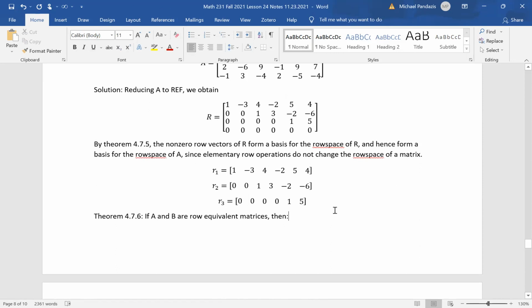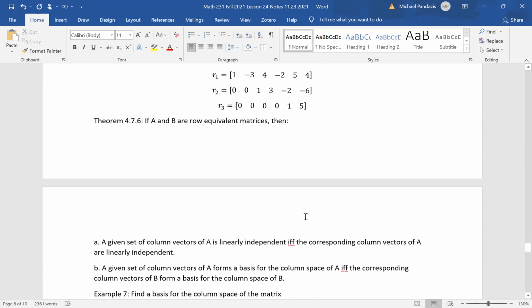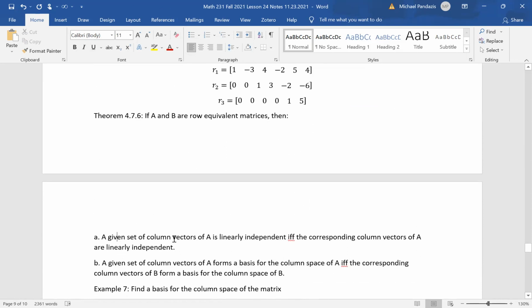4.7.6. If A and B are row equivalent matrices, meaning that either matrix can be attained from the other using only elementary row operations. Then, part A, a given set of column vectors of matrix capital A is linearly independent if and only if the corresponding column vectors of B are linearly independent. Okay, so if two matrices are row equivalent, then if you take a certain set of columns in one matrix, saying they're linearly independent is equivalent to saying that the corresponding columns in the other matrix are linearly independent.